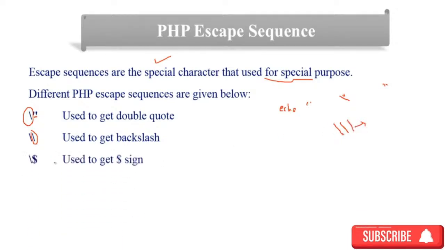Another is the dollar sign. If you want to print a dollar sign, you have to use a backslash and dollar sign. If you want a new line, you put a backslash and n. If you want a tab, you put a backslash and t. So these are different characters that we call escape sequences. Now I open Visual Studio Code and provide an example to clear your concept.